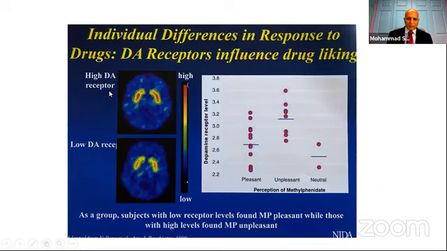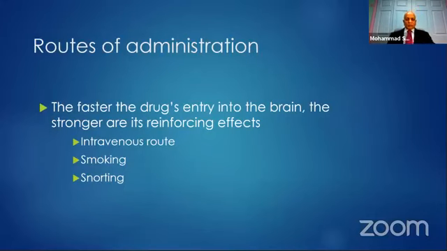This demonstrates that a particular drug does not have the same effect across the board for every individual. And the reason is that there are some individuals who have higher dopamine receptors in their brains, and there are some who have lower dopamine receptors in the brain. And it turns out subjects with low receptor levels found methylphenidate pleasant, and subjects with high levels of dopamine receptors found that methylphenidate was unpleasant for them. So this is a point that we emphasized earlier, that is, the faster the drug's entry into the brain, the stronger are its reinforcing effects.